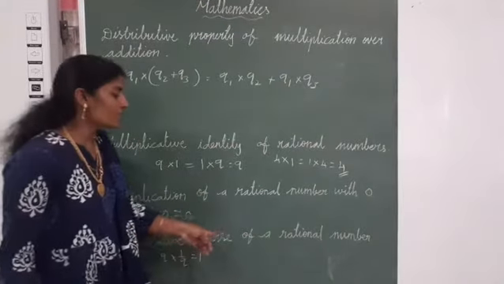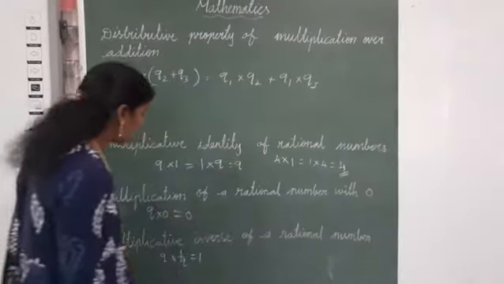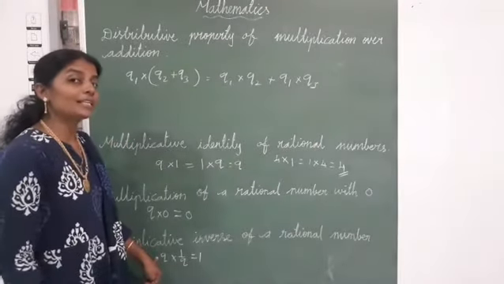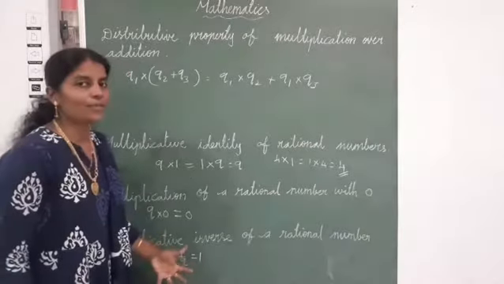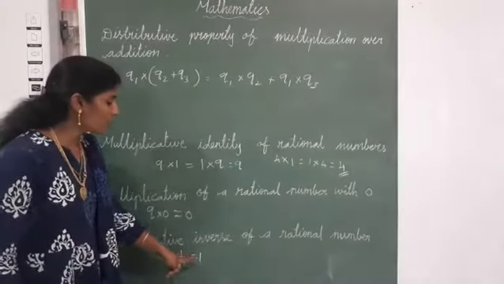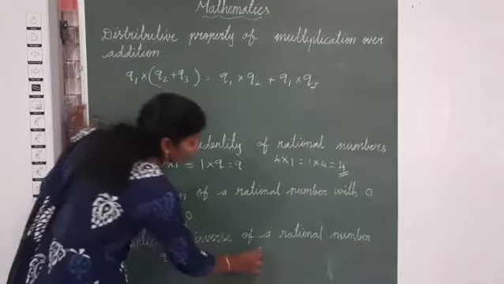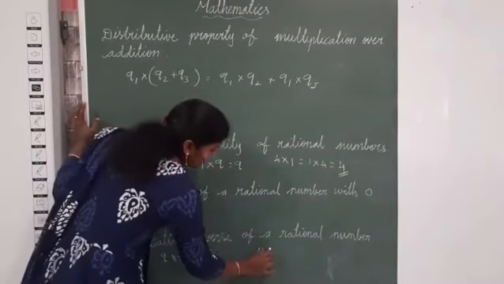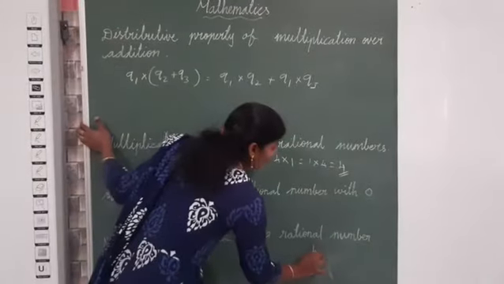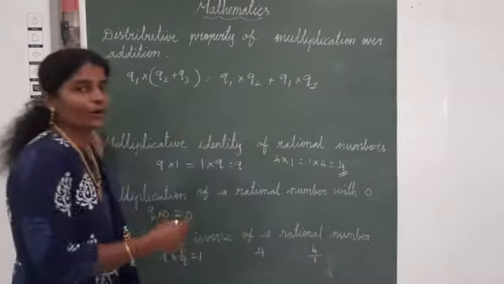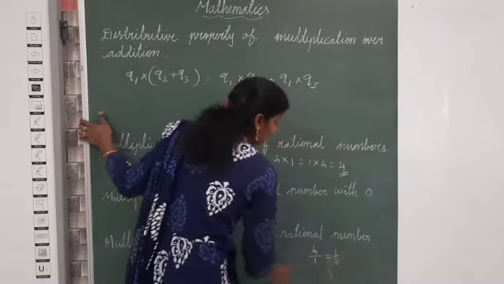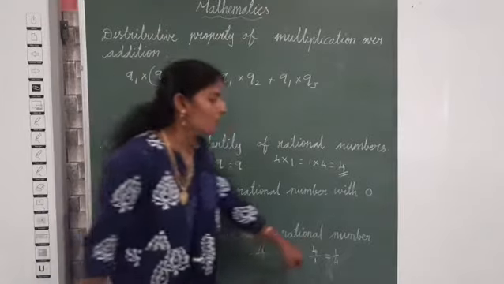Then multiplicative inverse of a rational number. Now here q, q is the rational number. What is the multiplicative inverse of q? 1 by q, the reciprocal. Now we can multiply q and 1 by q equal to 1. For example, 4. Here the multiplicative inverse of 4, 4 means 4 by 1. What is the reciprocal of 4 by 1? 1 by 4. So the multiplicative inverse of 4 is equal to 1 by 4.